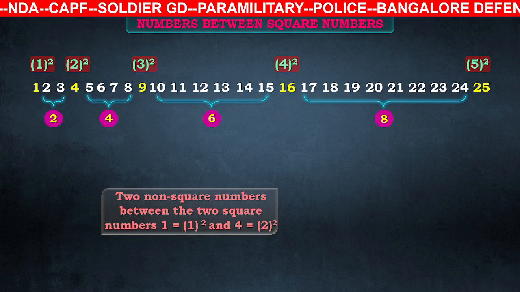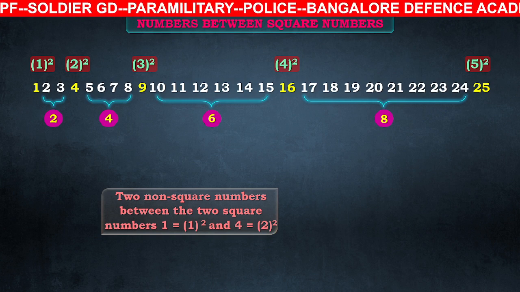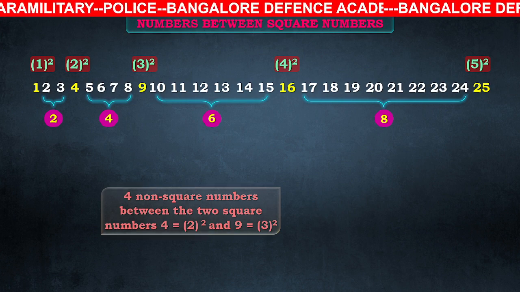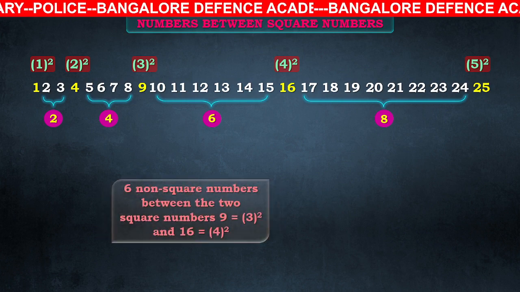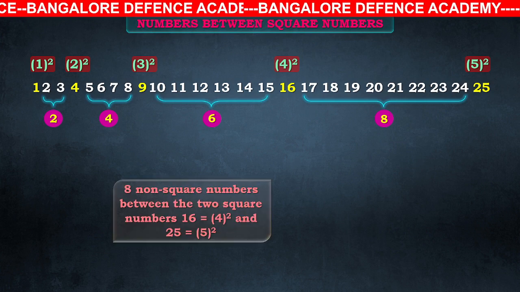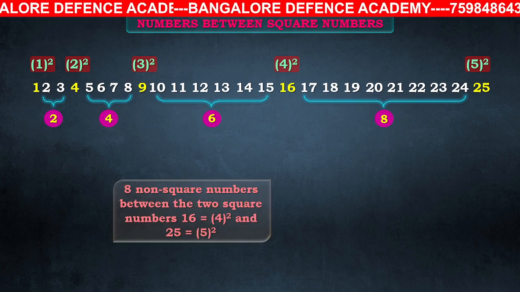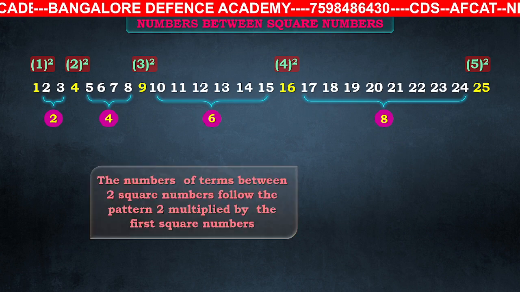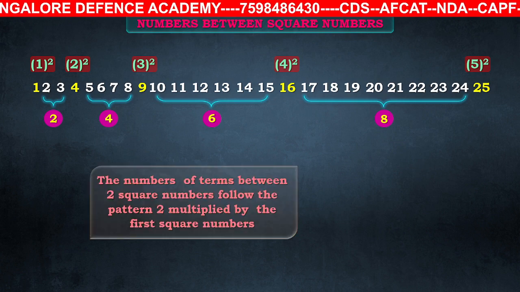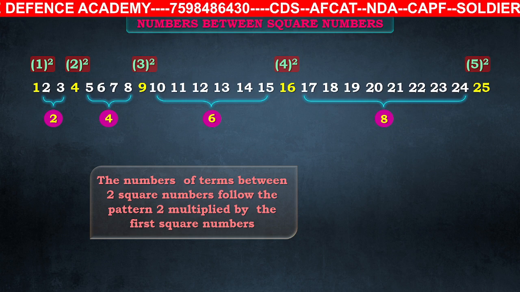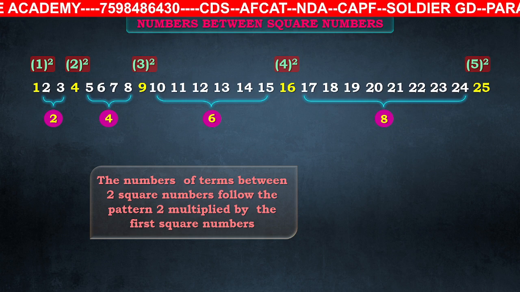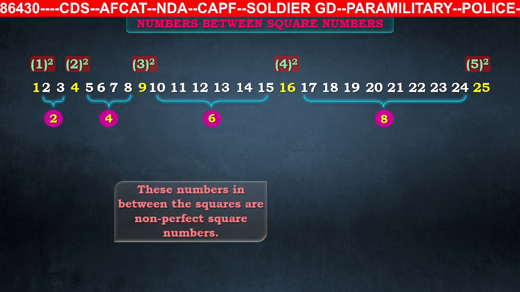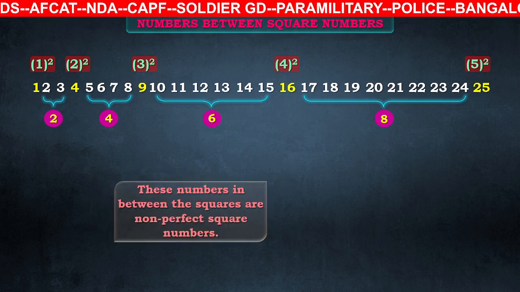So there are two non-square numbers between 1 square and 4. In the same way you have 4 non-square numbers, then you have 6 non-square numbers, and then you have 8 non-square numbers between the two squares 16 and 25. So the number of terms between two square numbers follows the pattern of the 2 table, that is 2, 4, 6, 8, 10, 12. There will be that many numbers between two perfect squares.